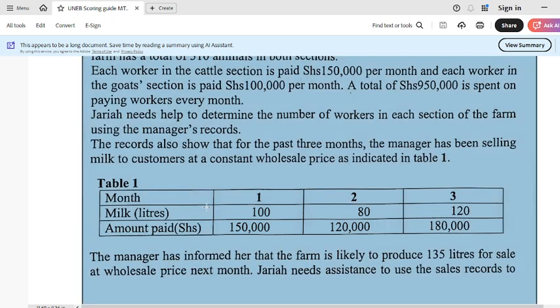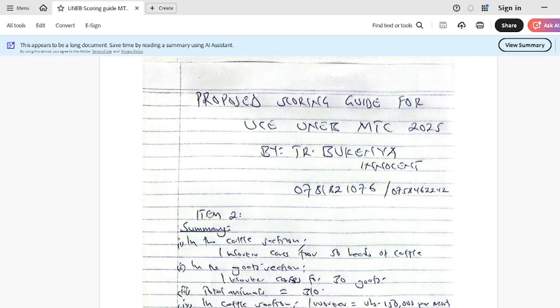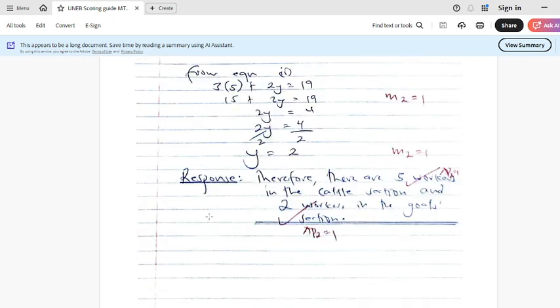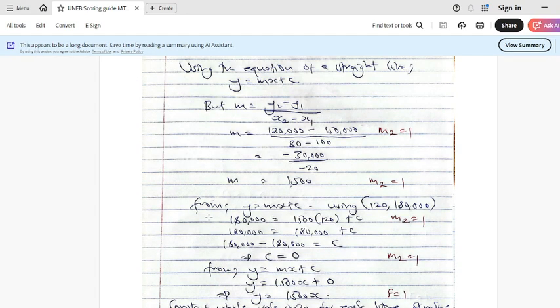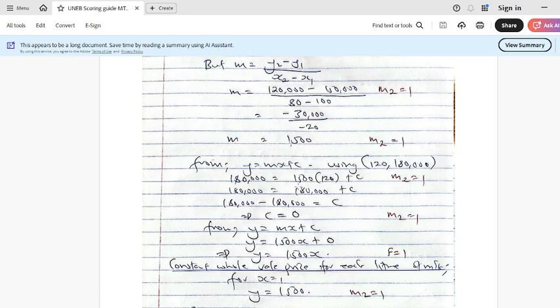So we chose to take those values to give us the gradient. Remember from the gradient we said y2 minus y1 over x2 minus x1. So I took the amount of shillings, y2 minus y1, over the amount of liters, and then I came up with a gradient of m equal to 1,500.